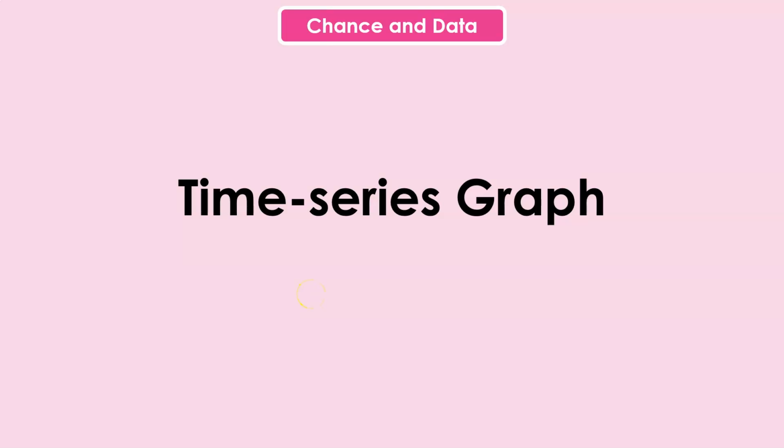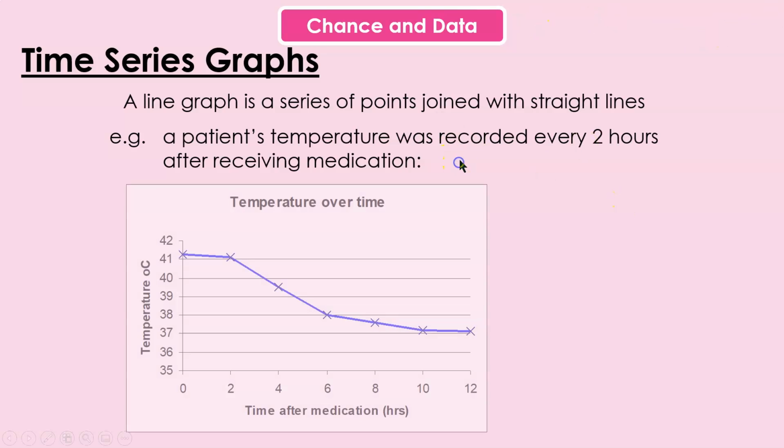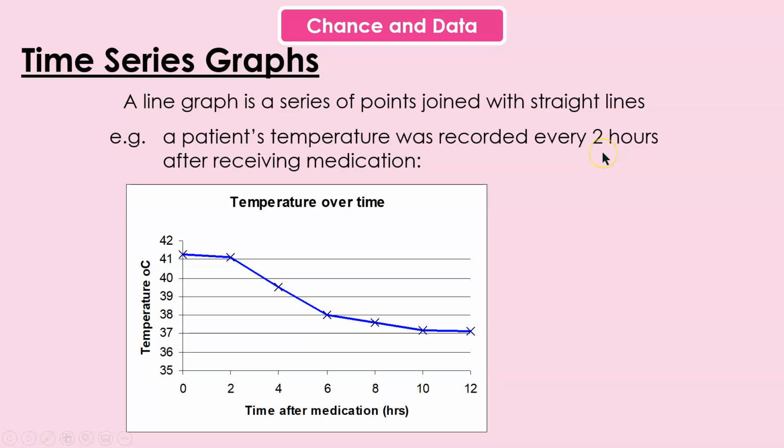Today's lesson is looking at time series graphs. So time series graphs are a line graph with a series of points joined together with straight lines. And they involve having time on the x-axis. So an example is a patient's temperature was recorded every 2 hours after being given medication. So here is a line time series graph of their temperature.